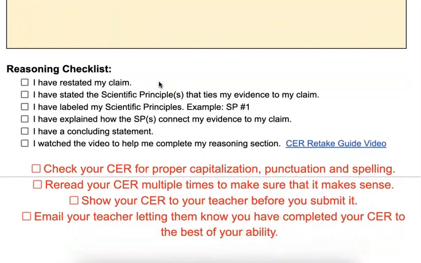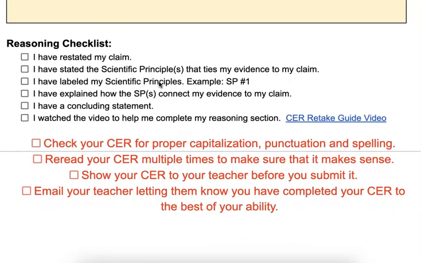When you get all done, in red down here it says, check your CER for proper capitalization, punctuation, and spelling. Reread your CER multiple times to make sure that it makes sense. Show your CER to your teacher before you submit it, in case there's a minor mistake. And remember, when you do your evidence, make sure you include labels on things. That's important that you have labels. And then email your teacher letting them know you have completed your CER to the best of your ability.